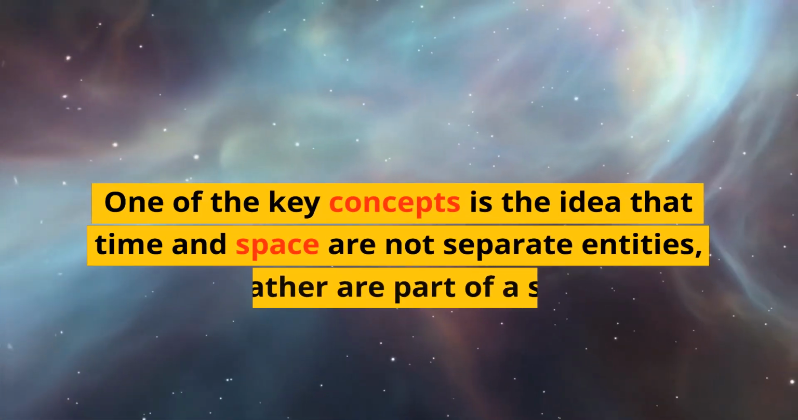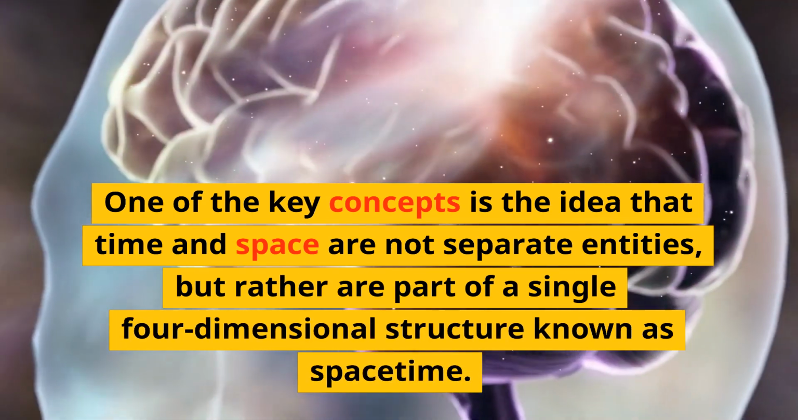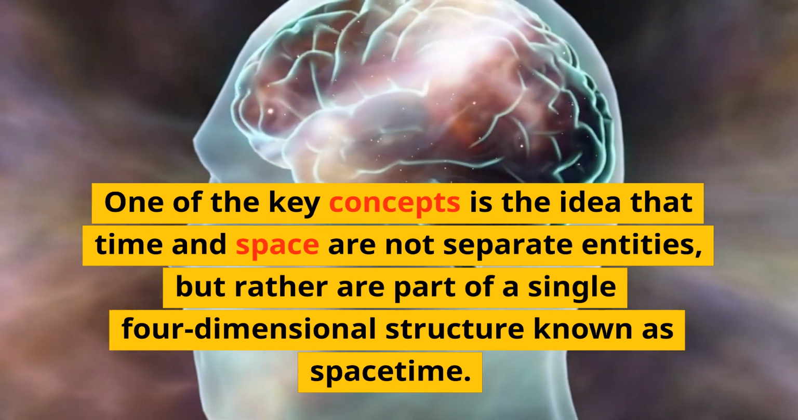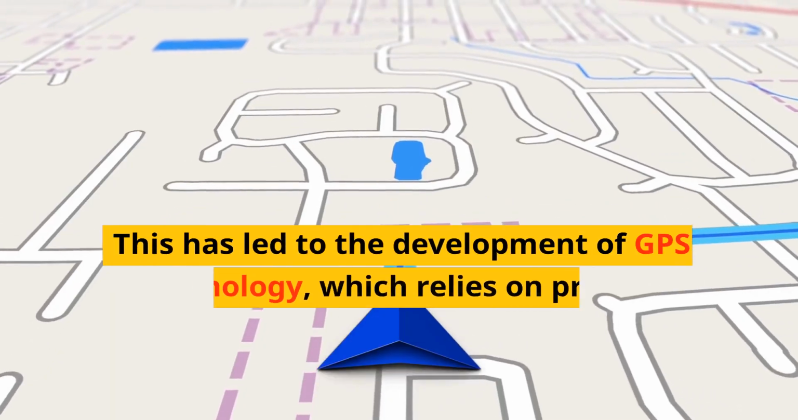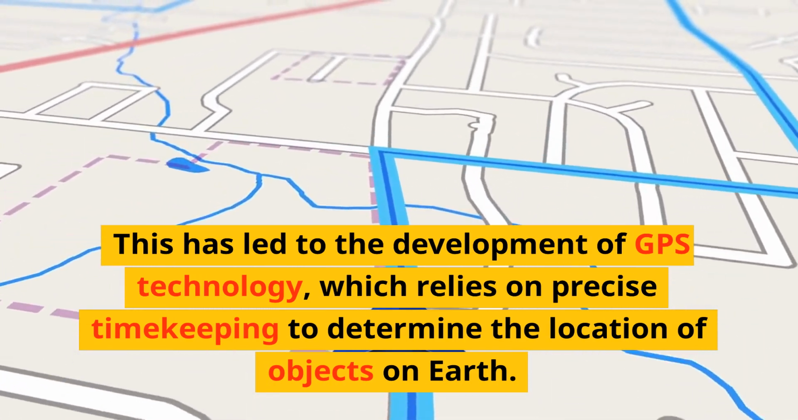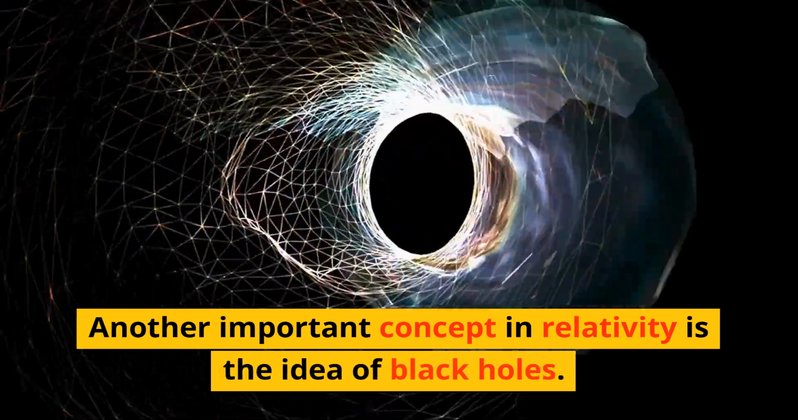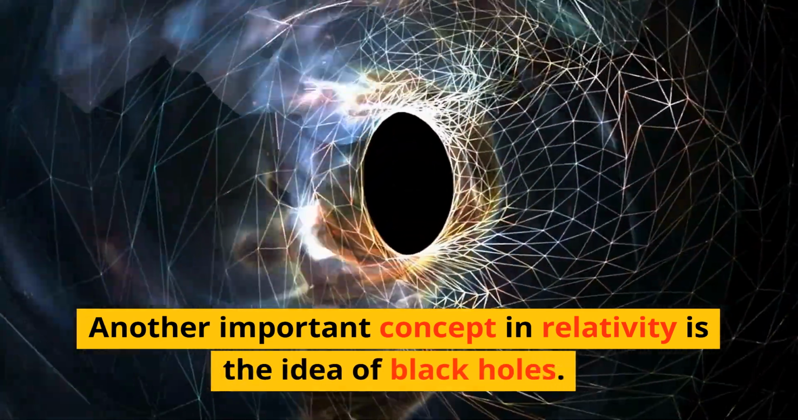One of the key concepts is the idea that time and space are not separate entities, but rather are part of a single four-dimensional structure known as spacetime. This has led to the development of GPS technology, which relies on precise timekeeping to determine the location of objects on Earth. Another important concept in relativity is the idea of black holes.